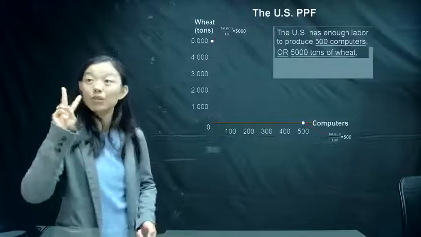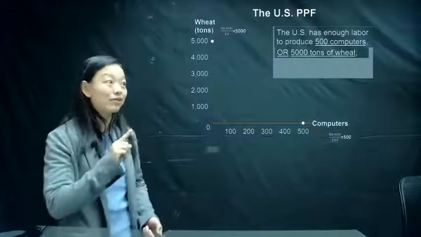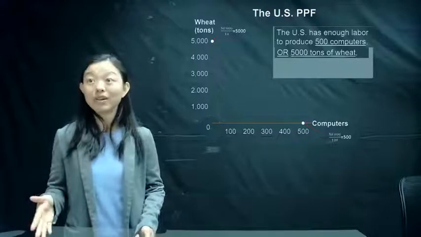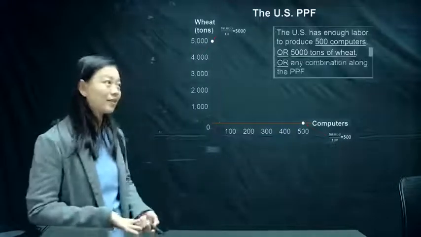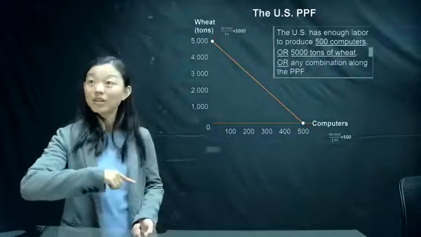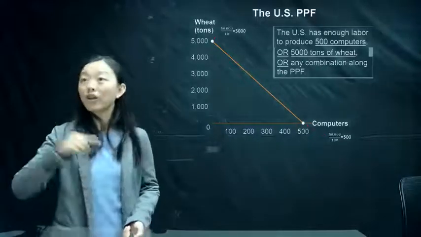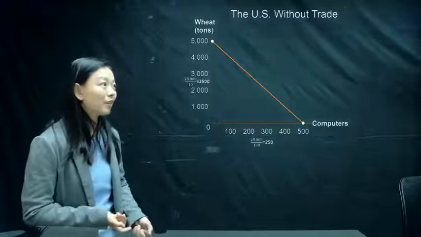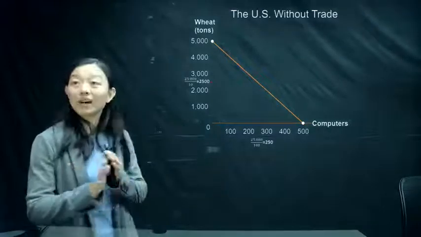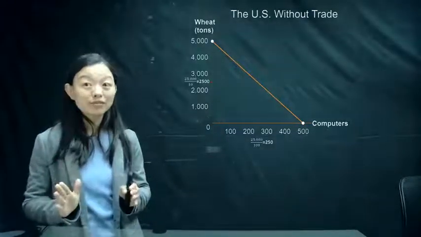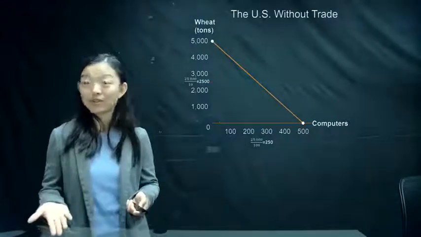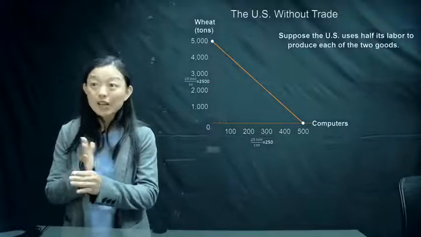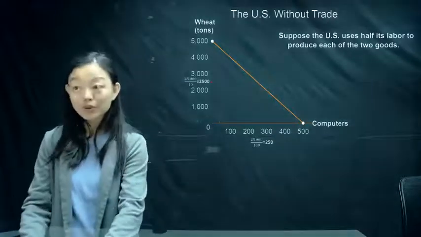Okay, so we have 2 points now on this graph. You just need to link these 2 points and then you can derive the PPF for the United States. So just link these 2 points and then this orange line is the PPF for the United States. Now, without trade, the US would divide the labor hours equally to produce computers and wheat.